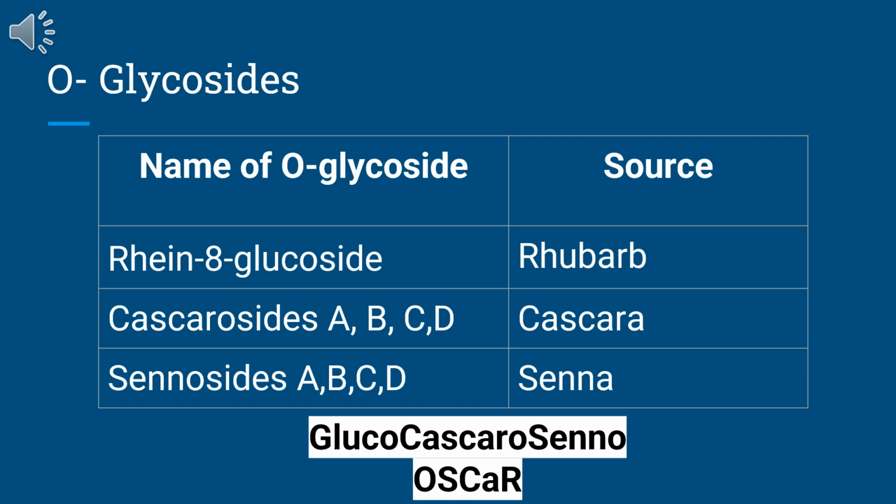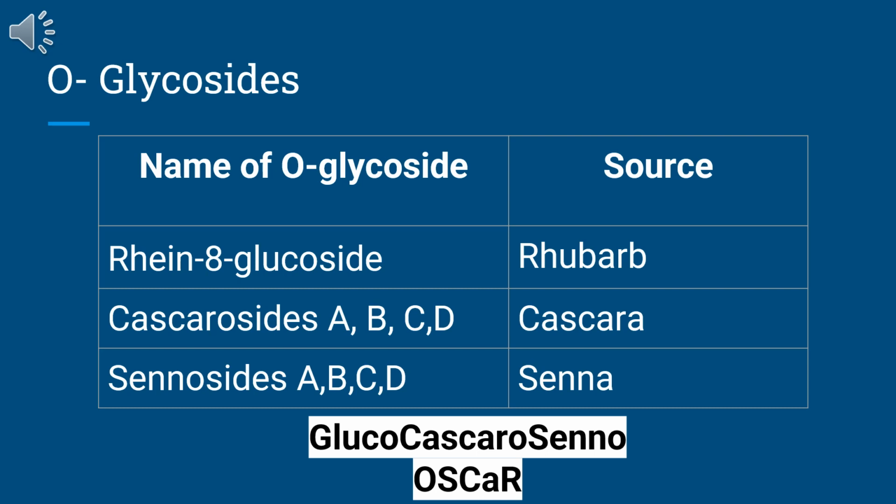Next is O-glycosides. Examples are rhein 8-glucoside, which is obtained from rhubarb, cascarosides A, B, C and D, which are obtained from cascara. Cascarosides contain both C and O glycosides. You can remember it with the word cascaro. Cascaro starts with C and ends with O. That means it contains C glycosides and O glycosides.